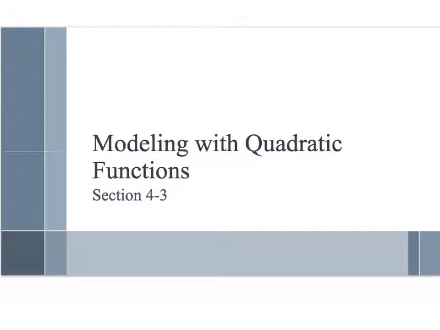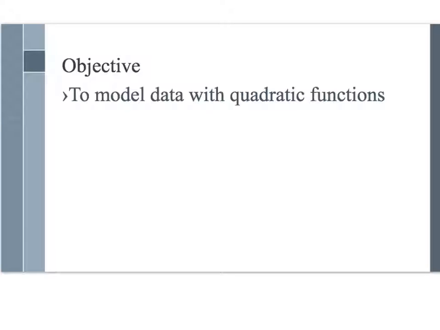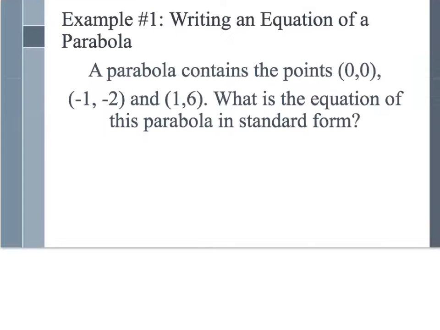Hey class, today we're going to talk about modeling with quadratic functions. So we're going to model data with quadratic functions. In example 1, writing an equation of a parabola, it says a parabola contains the points (0, 0), which is the origin, (-1, -2), and (1, 6). What is the equation of this parabola in standard form?